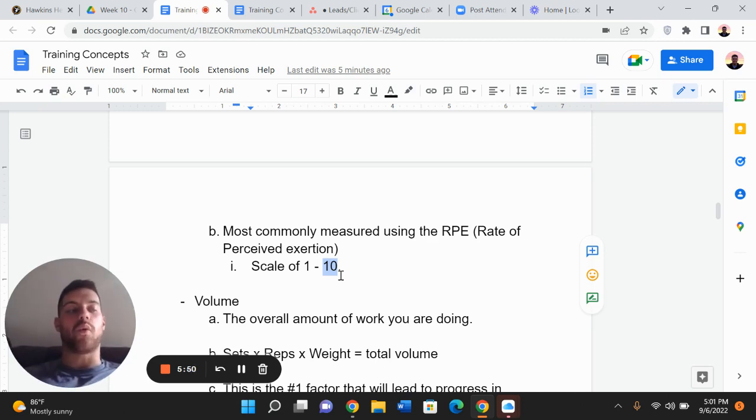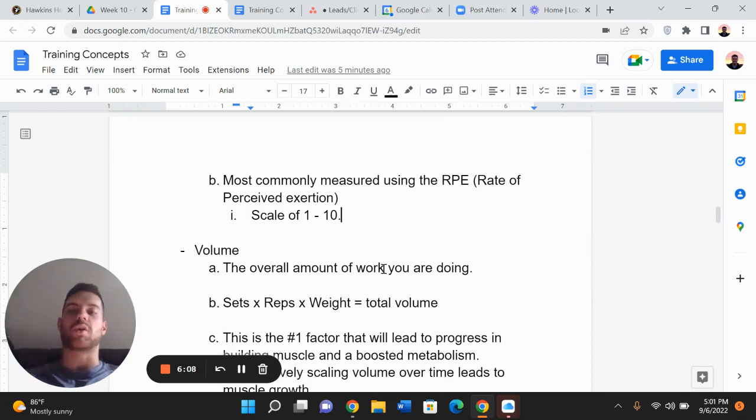So you could say, okay, yes, I did 10 squats at an RPE of 9, because if I did one more, I would have failed. If you say you're at an RPE of 10, that means you failed the set. So I hope that makes sense. That's a good way to measure intensity.